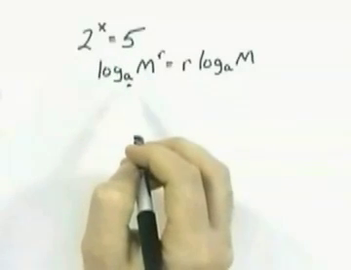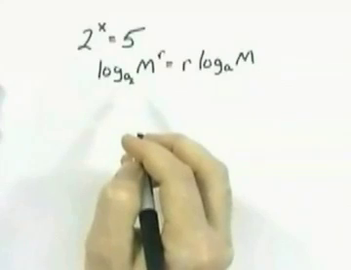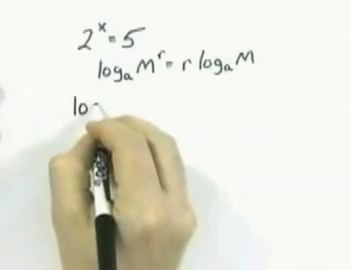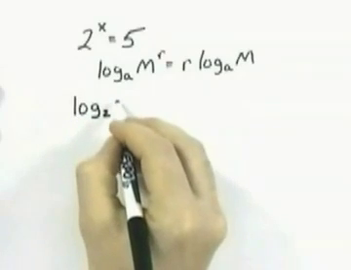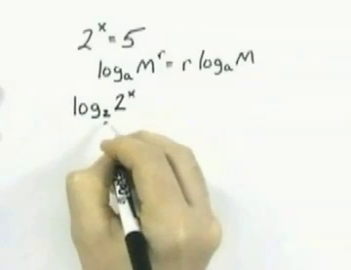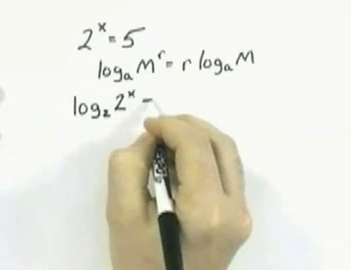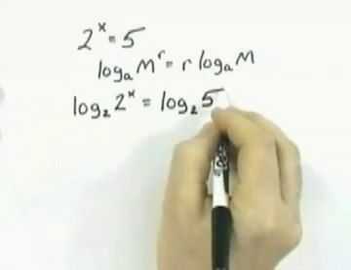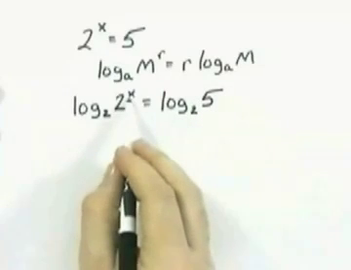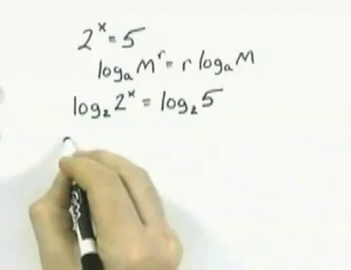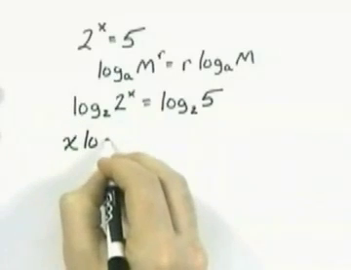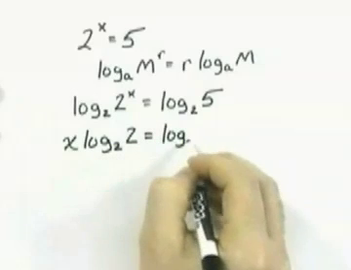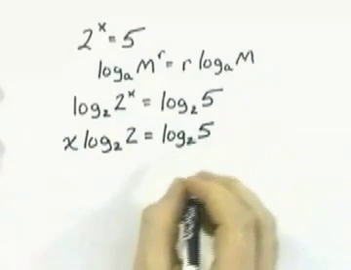The base a that we choose can be any value that we desire. However, some choices might work better than others. For example, suppose that I write this as log to the base 2 of 2 to the x power, so that I choose my base to be 2. Then on the right hand side I get log to the base 2 of 5. Now the exponent x can come out in front as a coefficient, and I get x times log to the base 2 of 2 equals log to the base 2 of 5.